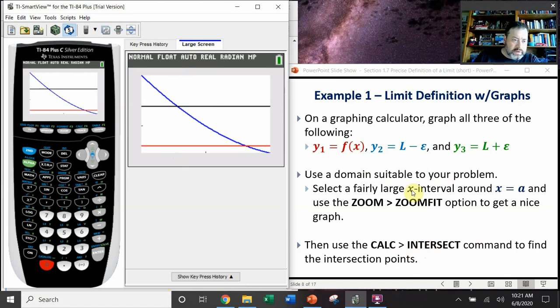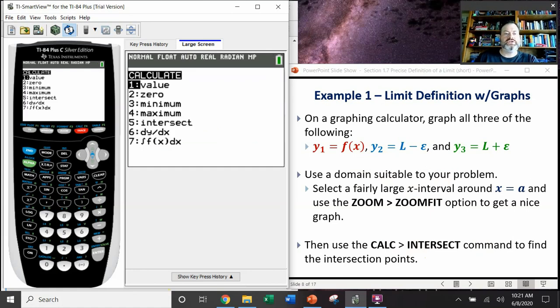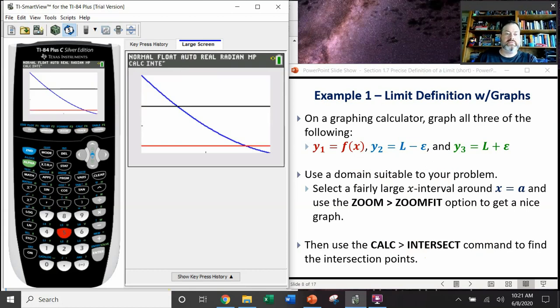So let's do that. Okay, so calc is up here, right? So second calc. There we go. And we're going to choose intersect. So you can just hit 5, right? Now what you do is you get a little flashing thing. The way you use this is you go near an intersection point, go to the left of the intersection point, then go to the right. And then you tell the calculator there's an intersection somewhere between these two values.